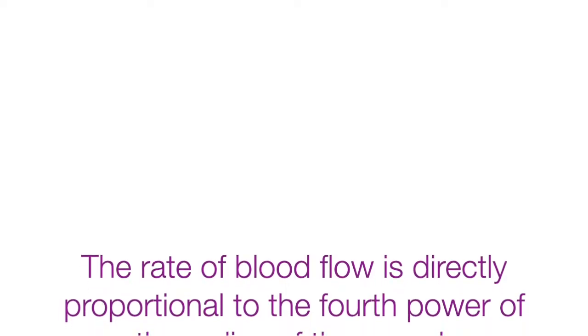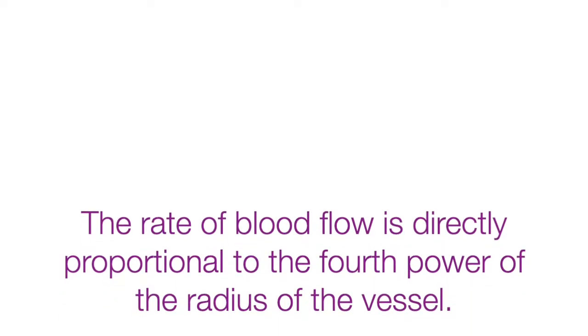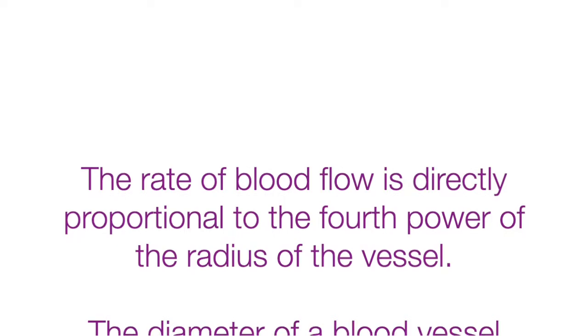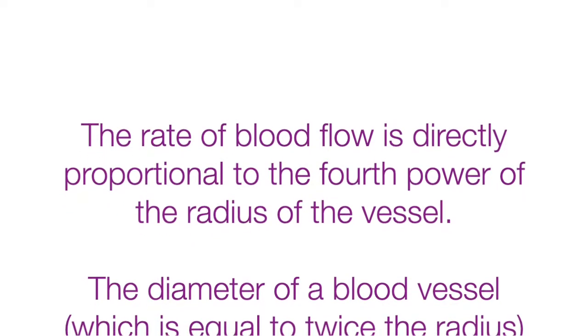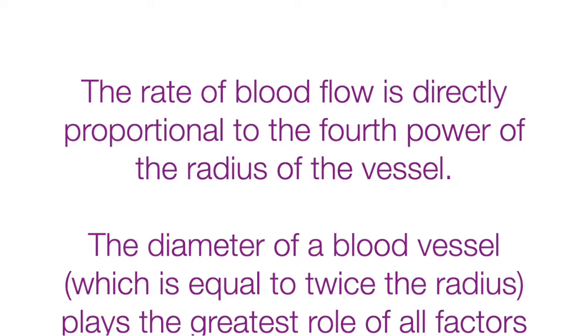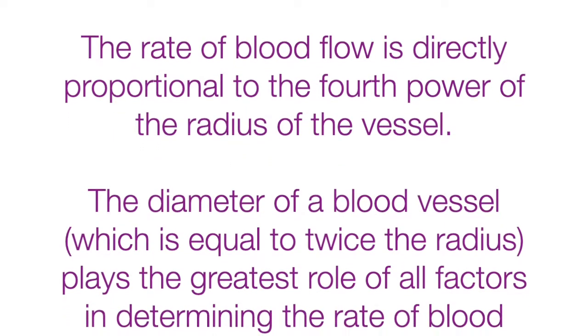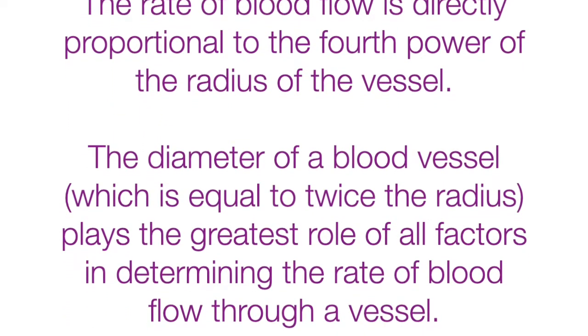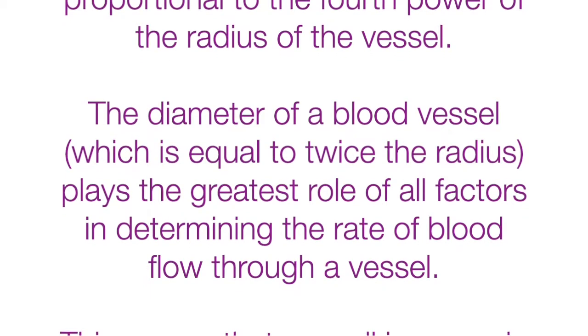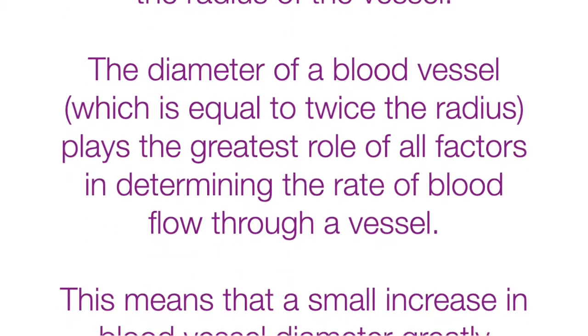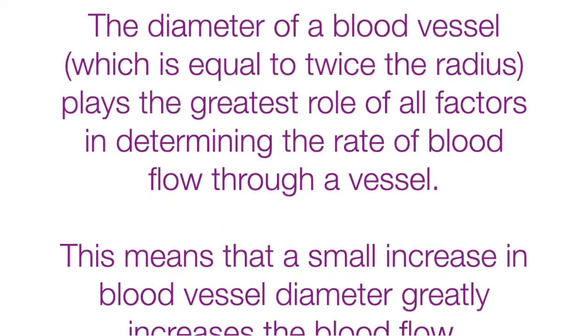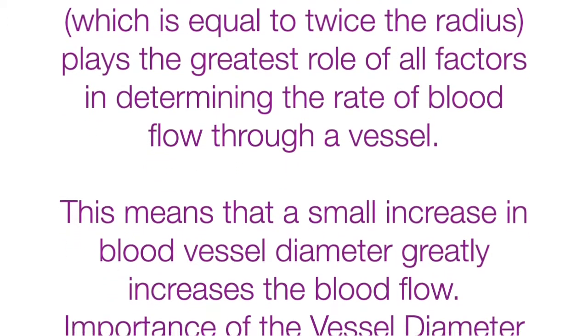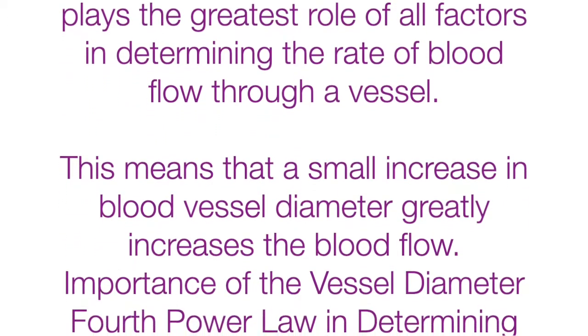The rate of blood flow is directly proportional to the fourth power of the radius of the vessel. The diameter of a blood vessel, which is equal to twice the radius, plays the greatest role of all factors in determining the rate of blood flow through a vessel. This means that a small increase in blood vessel diameter greatly increases the blood flow.